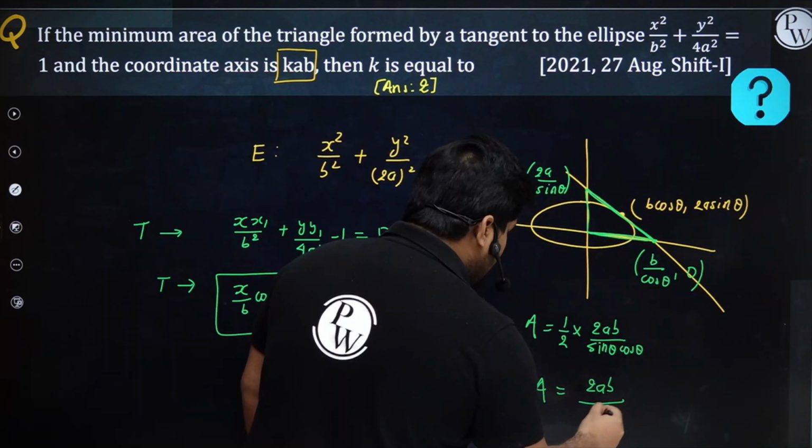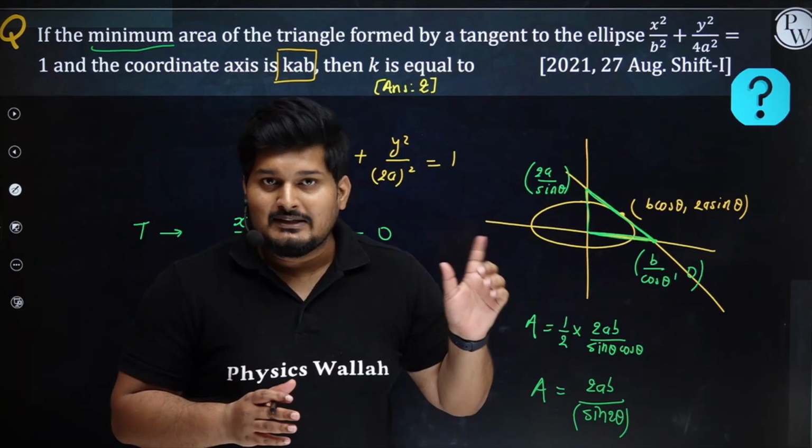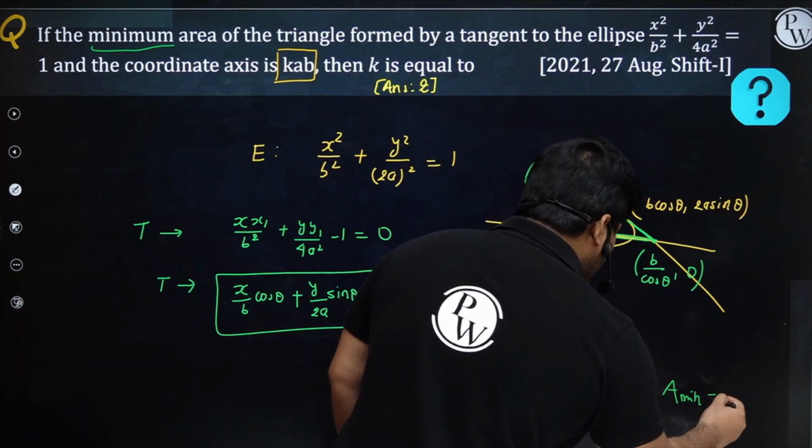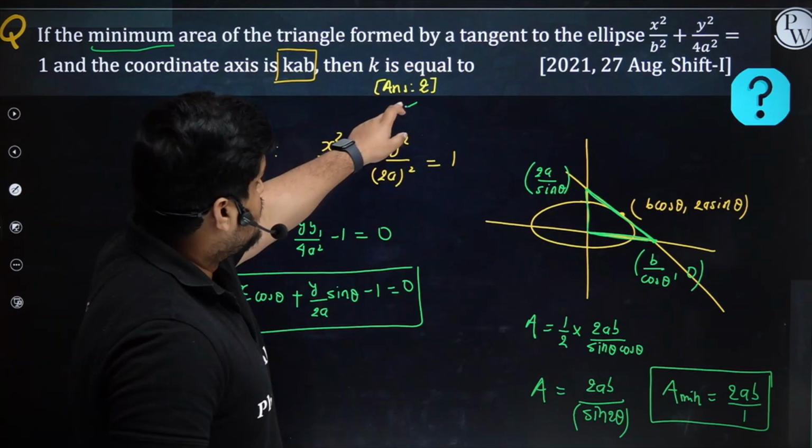It's clearly given that we need to minimize this. If you want to minimize, then we have to maximize the denominator. In the denominator, we have sin 2 theta. So the minimum area will be equal to 2ab divided by 1, because to minimize this area, you need to maximize sin 2 theta. So your answer will be 2. Clear, guys? I hope this is clear to you.